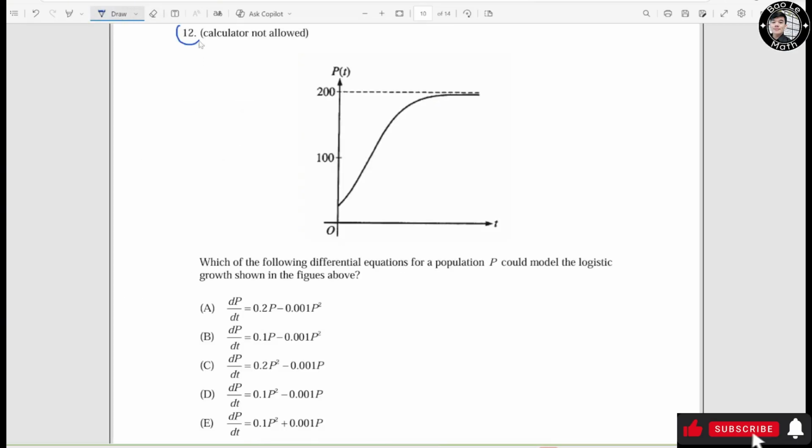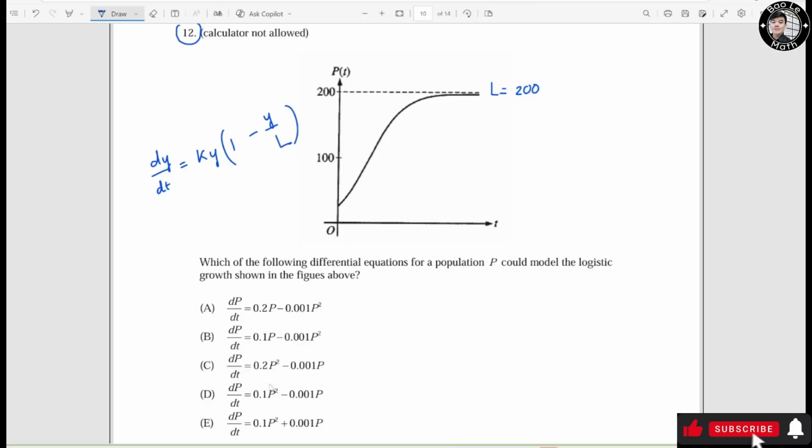Now let's move on to question 12. Which of the following differential equations for a population P could model the logistic growth shown in the figure above? Alright, so observe that this figure has the carrying capacity 200, right? Now remember, we have the differential equation of a logistic growth model given by dy over dt equals k times y times 1 minus y over L, where L is the carrying capacity.